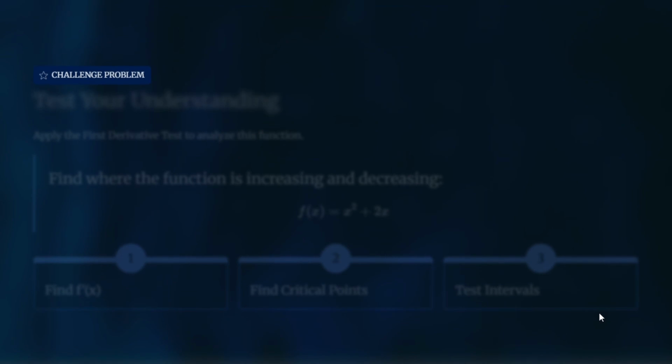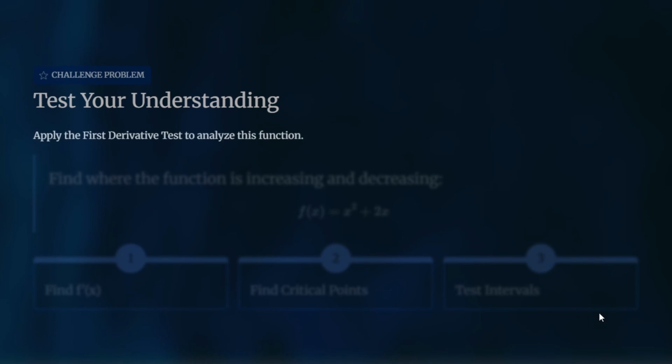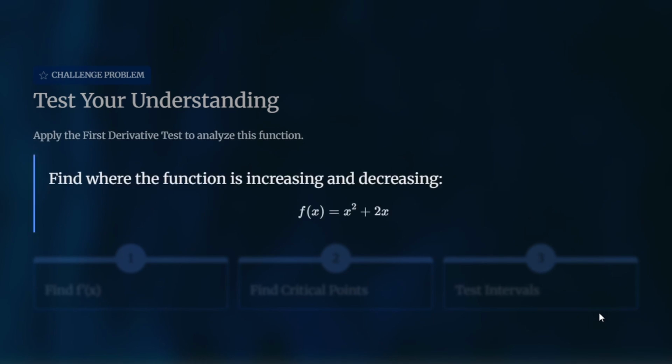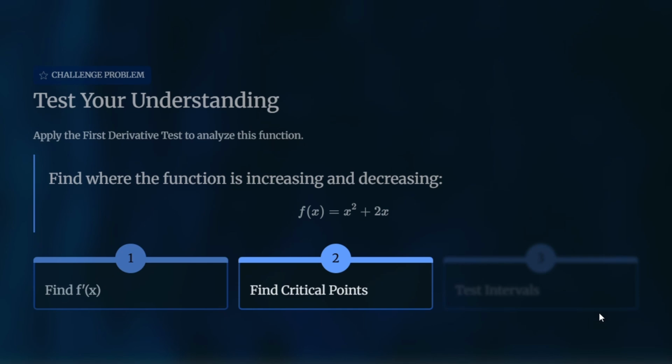So here's your challenge for today. Apply the first derivative test to analyze this function. We want to find where the function f of x equals x squared plus 2x is increasing and decreasing. So remember the steps. You'll need to find the derivative, f prime of x. Then find the critical points. Set the derivative equal to 0 and solve for x. And finally, choose the test values in each interval and evaluate the sign of f prime of x.